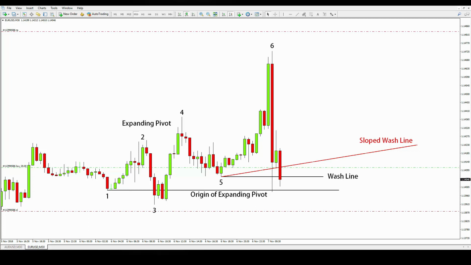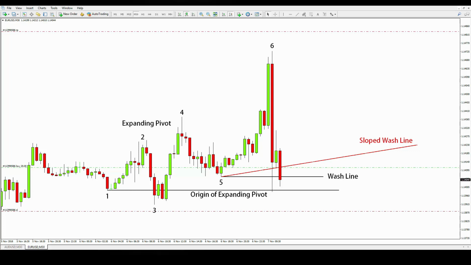Observe that we have a regular wash line, a sloped wash line and a line that marks the origin of the expanding pivot. There are many possibilities here. We could open a position at the third touch of the sloped wash line. We could also wait for a second touch of the regular wash line. We could wait for a second touch of the expanding pivot line, or we could open a position at the open of the next candle. There are all of these possibilities here, and it's impossible to know which one of them is going to be the best or if price is going to respect all of them.